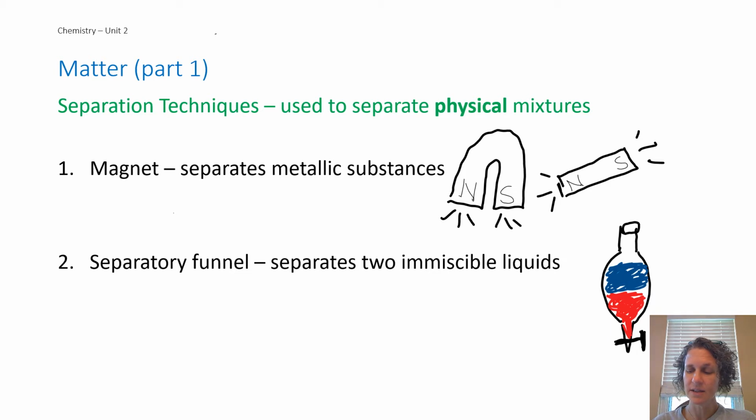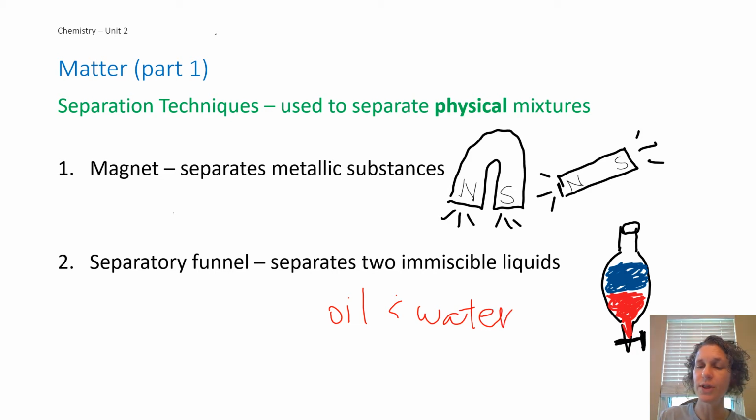A second separation technique is the use of a separatory funnel. It is a kind of glass bulb, like I attempted to draw there on your screen. It has an opening at the top, and at the bottom it has a valve. And so you have 2 liquids. For instance, if you had oil and water mixed together, those 2 won't mix, they will separate themselves, and the oil will float on top of the water.